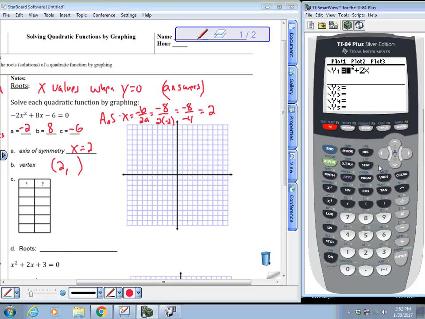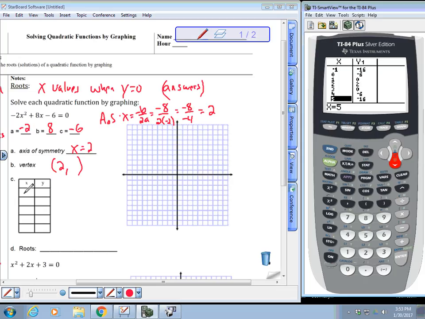Let's put the equation into the calculator, clear out the old, and we go -2x squared plus 8x and a -6. Hit second for the table. We're going to center that table around the 2, and my y value should repeat around that number as well. And sure enough, 0, 0, -6, -16.